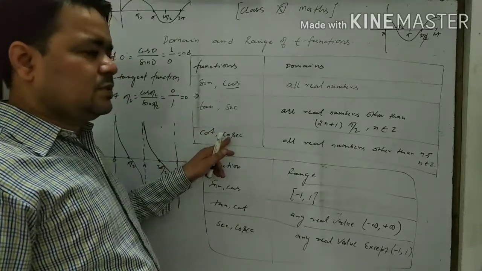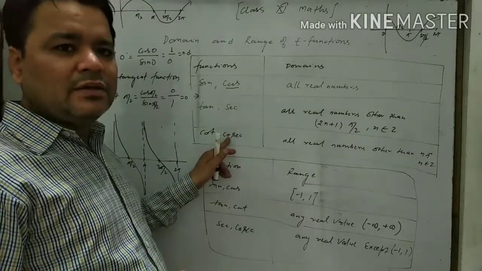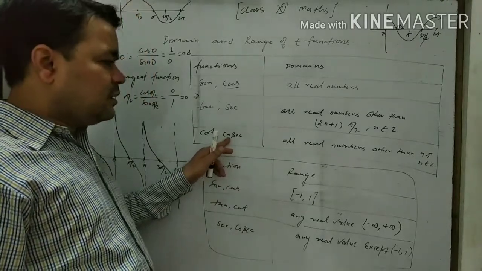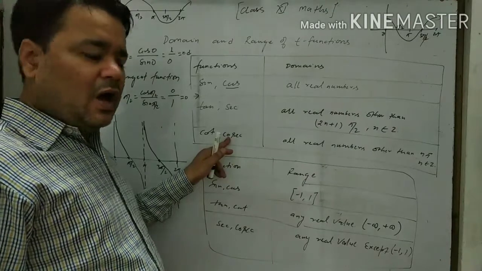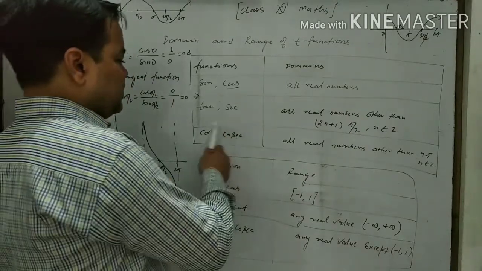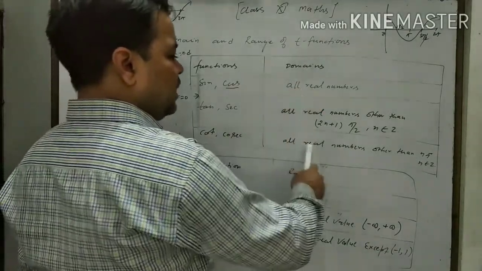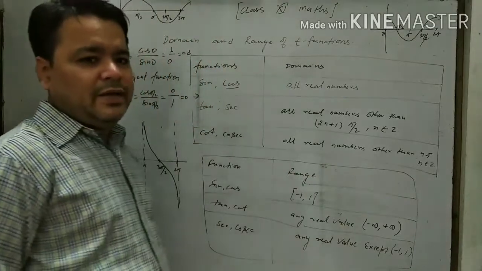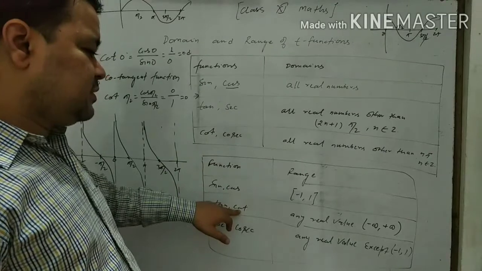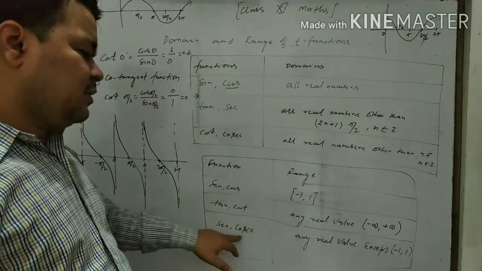Similarly, cosec will be 1 upon sin. So cosec pi is equal to 1 upon sin pi, or cosec 0 is equal to 1 upon sin 0. Again the denominator will be 0 and the function will be not defined. Therefore, for cot and cosec, the domain will be all real numbers other than n pi. Getting? Now the range is already discussed, from minus infinite to plus infinite.